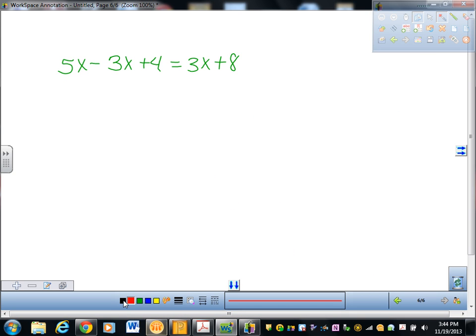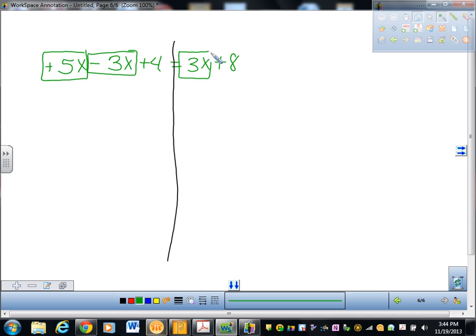And let's do one more. Let's go ahead with our railroad tracks, and we can box our variables. So we have a positive 5x there, a negative 3x there, a positive 3x there. There's a lot of variables to combine here. And then, of course, we've got our 4 that's all by itself and an 8 that's all by itself.